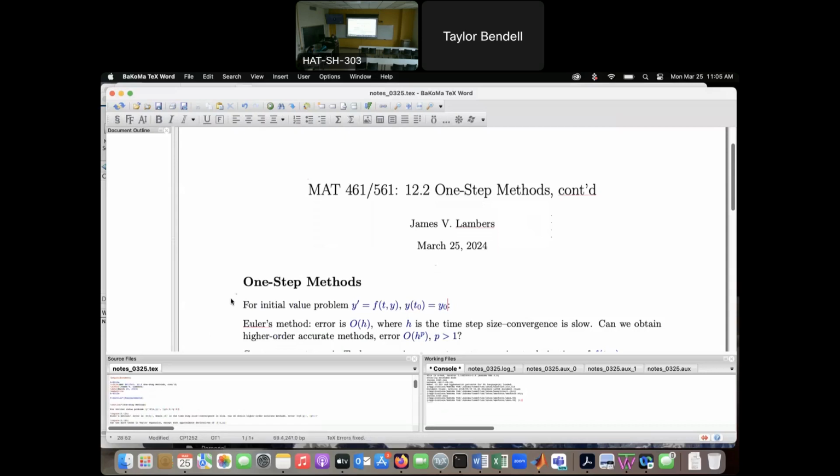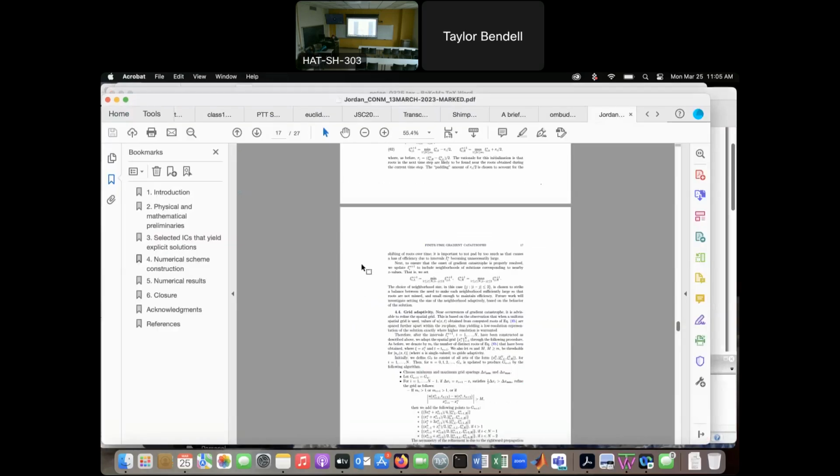So what we saw last time is the simplest time stepping method, Euler's method. And we also saw that the error in Euler's method is proportional to h, which is the time step size. So yes, the method converges: the difference between the computed solution and the exact solution does go to zero as h goes to zero. But since the error is only proportional to h to the first power as opposed to a higher power, convergence to the exact solution is slow. What we would like to do is see if we can get a higher order accurate method, so the error would be order h to the p, where p is some power greater than 1.